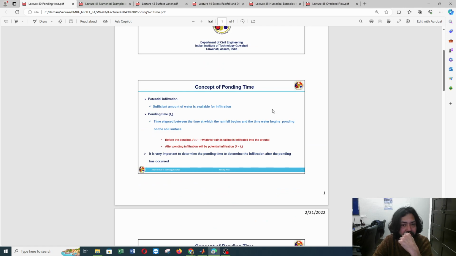So for today's session, we started initially with the previous week's session, that is the subsurface water. In subsurface water, one concept was remaining, which is called ponding time. So we started initially with ponding time. You know what is ponding time? It is nothing but the time elapsed between when the rainfall begins and when the water starts ponding.